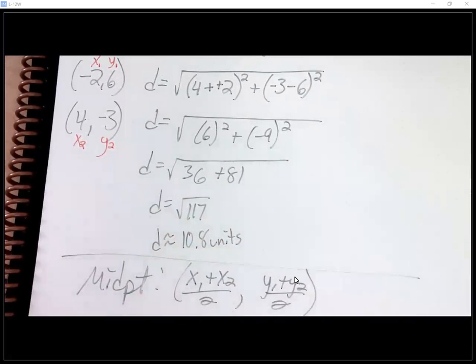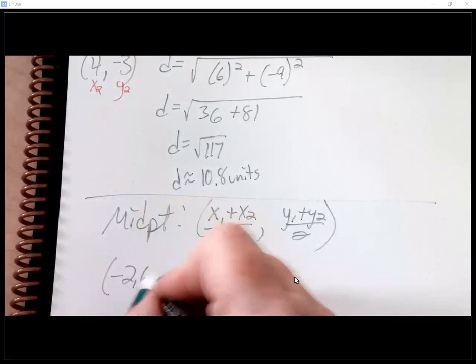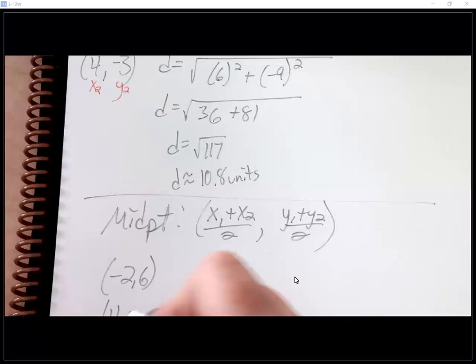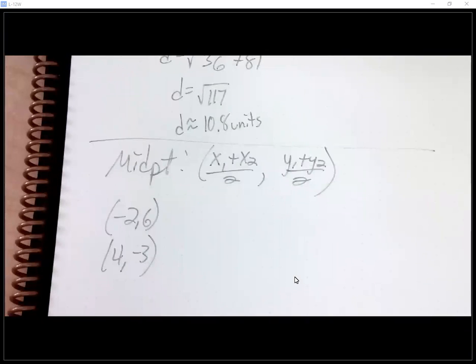So everybody, for that same set of points, -2, 6, and 4, -3, go ahead and find the midpoint if you haven't already. I'll take an answer if anybody's got one. Braylon, go ahead.